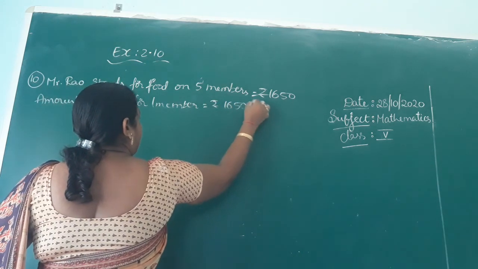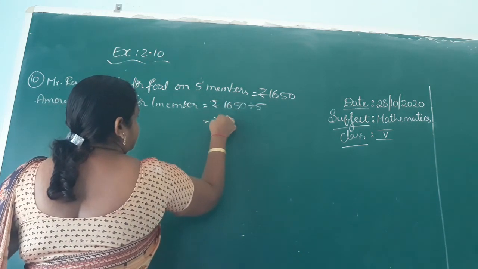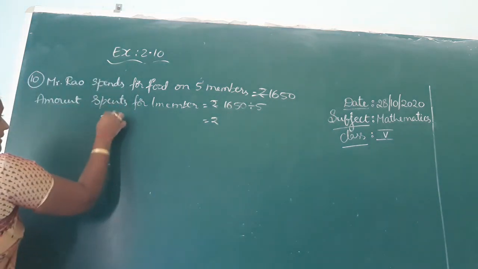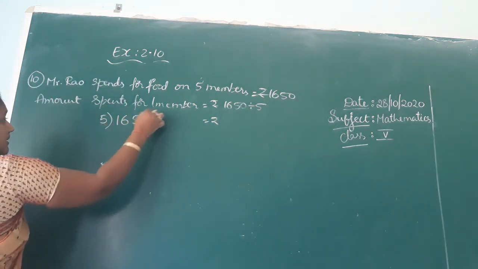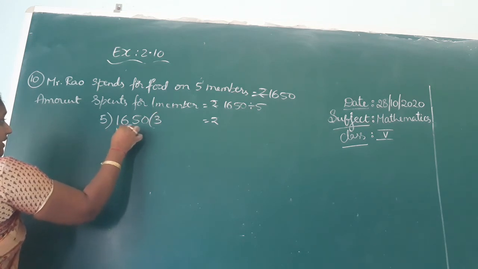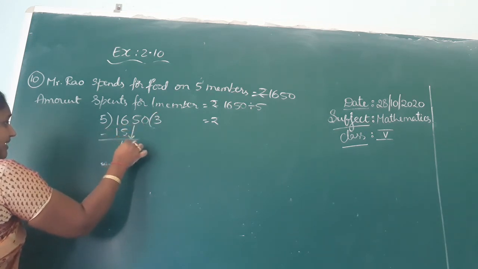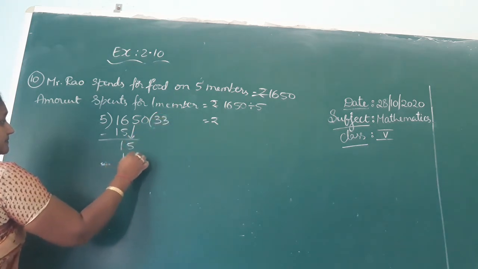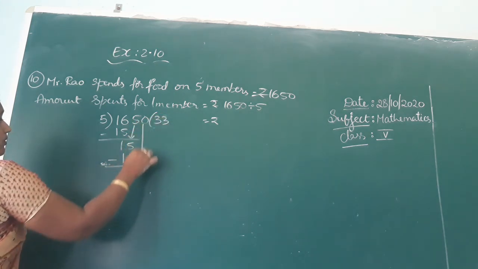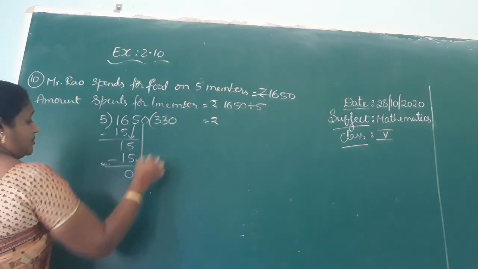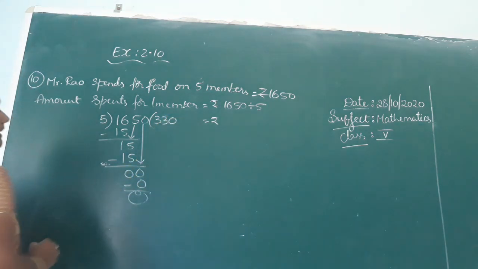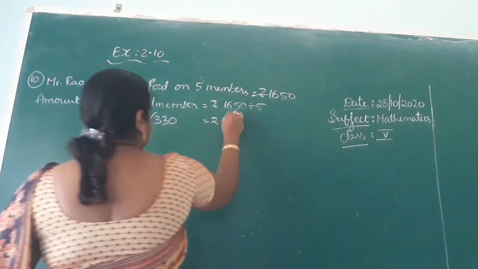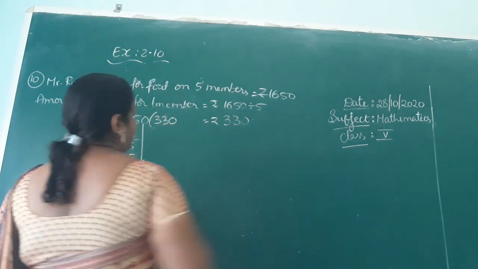1,650 divided by 5. So 5 divides 1,650. 5 ones are 5, 5 3's are 15. Remainder 1. Now drop down 5 again. 5 3's 15, remainder 0. Now drop down 0. 5 zeros 0. So it's nothing but 330 rupees he will spend on one person.